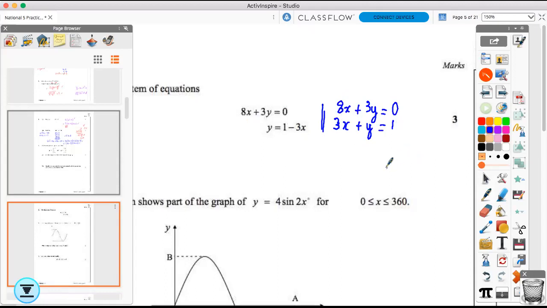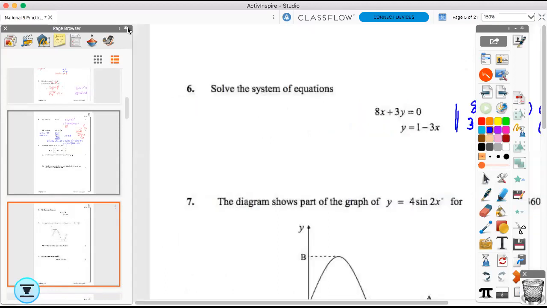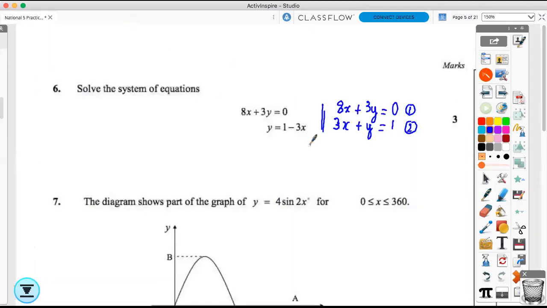Now I'm going to decide this is going to be my equation 1, and this is going to be my equation 2. So let me see if they give you a mark for just writing this so far. How many marks is this question again? 3 marks. Again, that's not many marks. You could do it that way. There's another way of doing it, but you could do it that way.